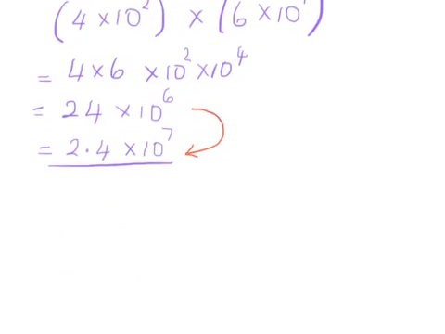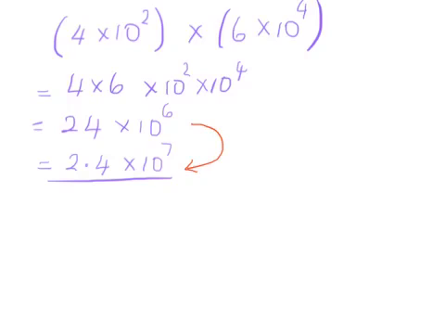Let's do one more example, and this time we're going to have mixed positive and negative indices. In other words, we're going to have one standard form number representing a big number, and we're going to multiply that by a number in standard form representing a small number. Okay, so here we go.